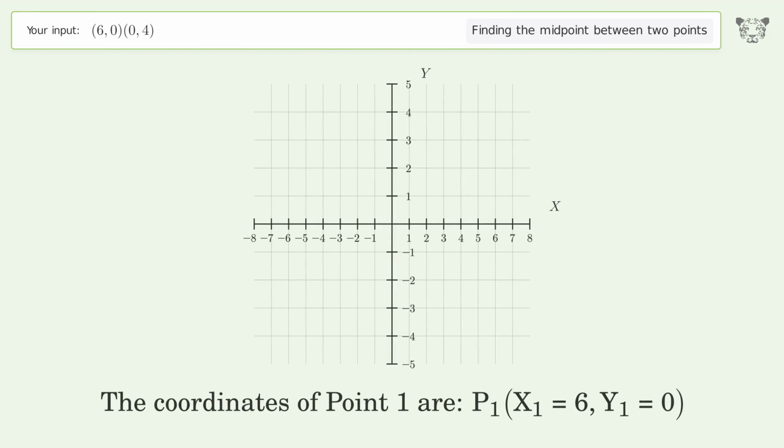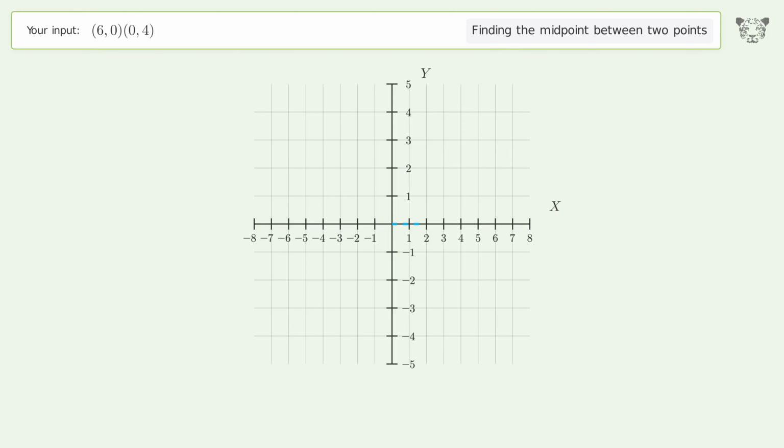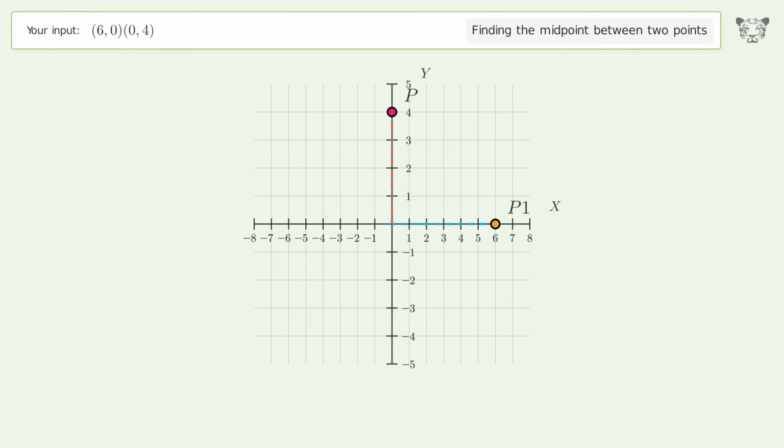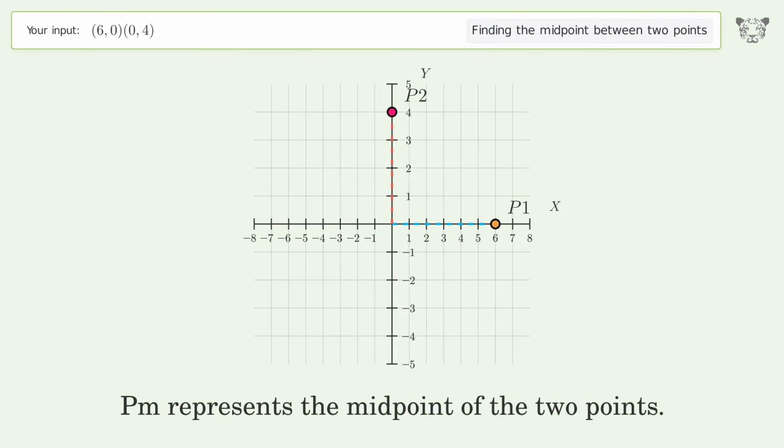The coordinates of point 1 are x1 equals 6, y1 equals 0. The coordinates of point 2 are x2 equals 0, y2 equals 4. PM represents the midpoint of the 2 points.